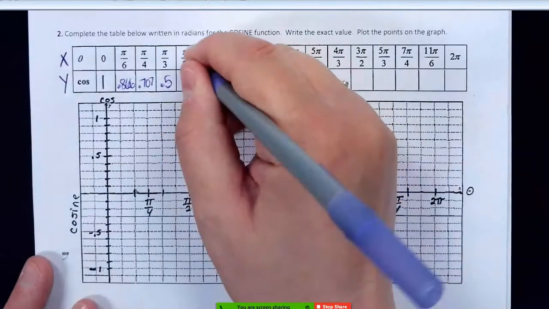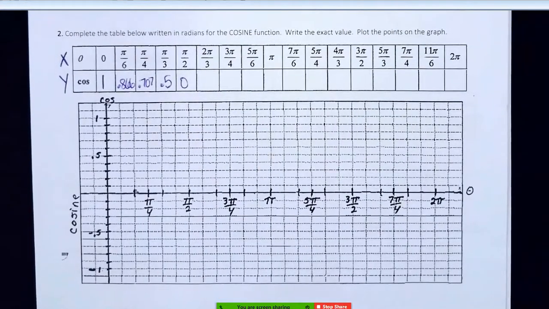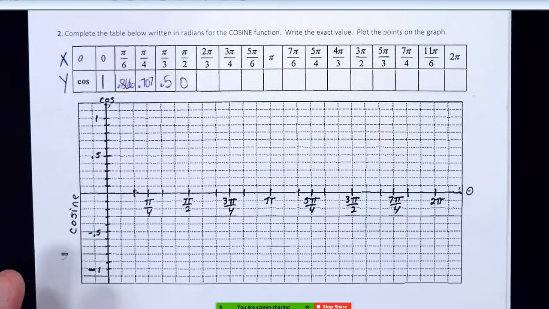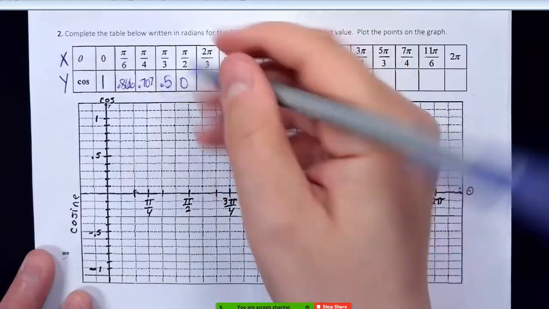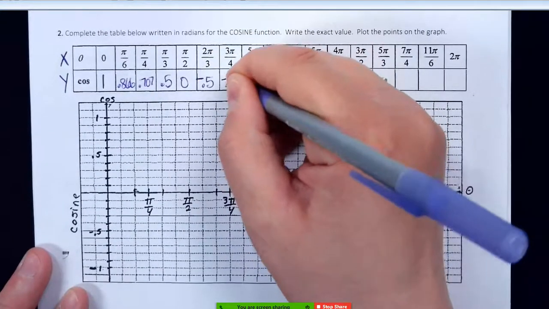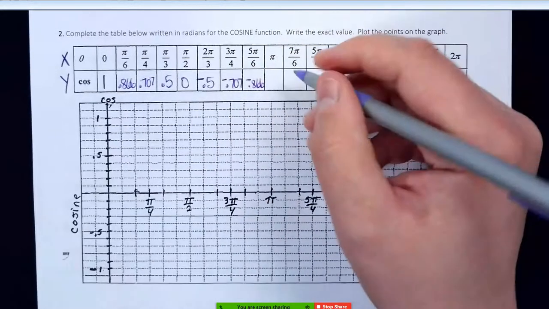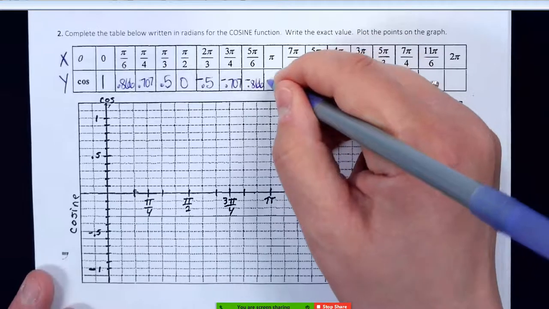At pi over 2, the cosine would be 0. Then it's going to kind of repeat, but this is going to go negative right away, because if you look at your x-coordinates around your unit circle, in that first quadrant they're all positive. In the second quadrant, they're negative. So the next ones are negative 0.5, negative 0.707, negative 0.866, and when you're back at pi, the cosine there is negative 1.